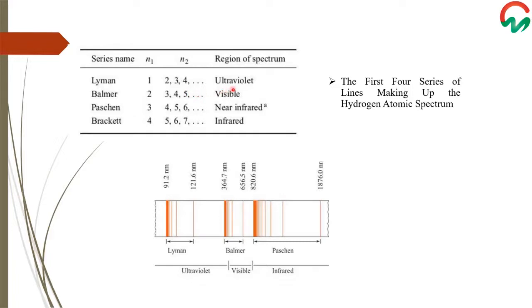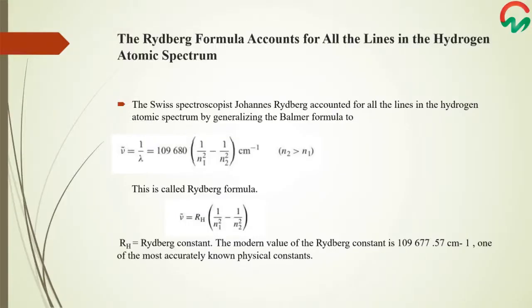It occurs in the visible region, where Paschen and Brackett occur in the near infrared and infrared regions by having n1 equals to 3 and 4. You can see here in this spectrum the Lyman series occurring in the ultraviolet region, Balmer series in the visible region, and Paschen in the infrared region. Balmer formula was only applicable for the Balmer series.